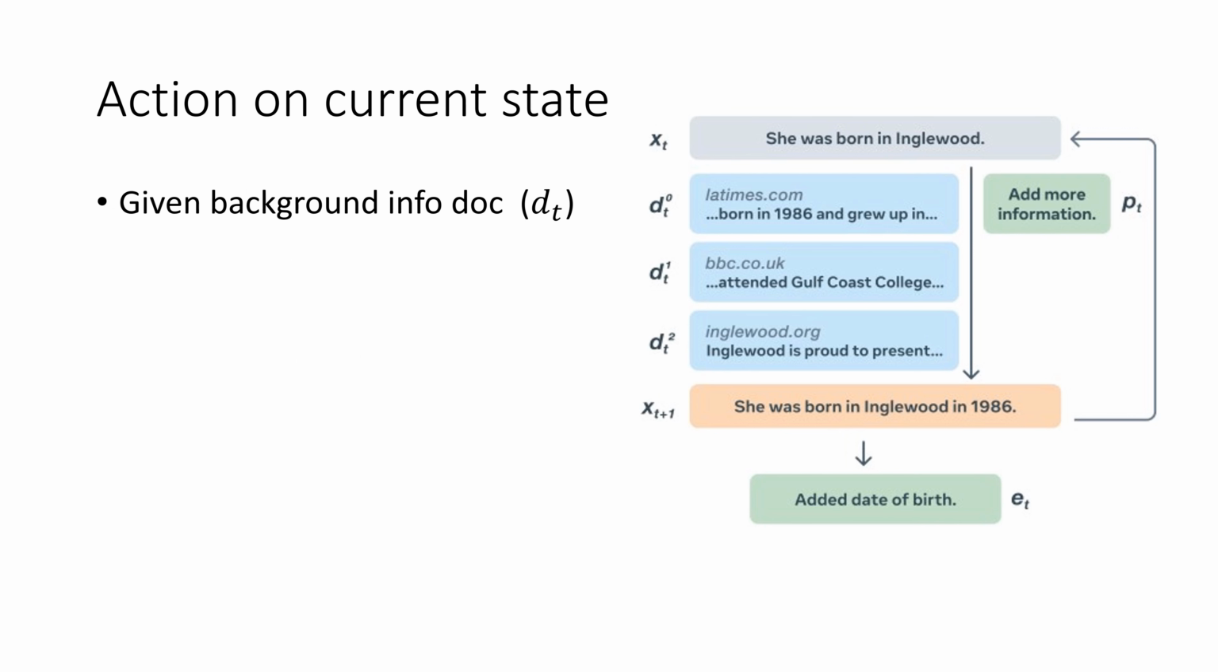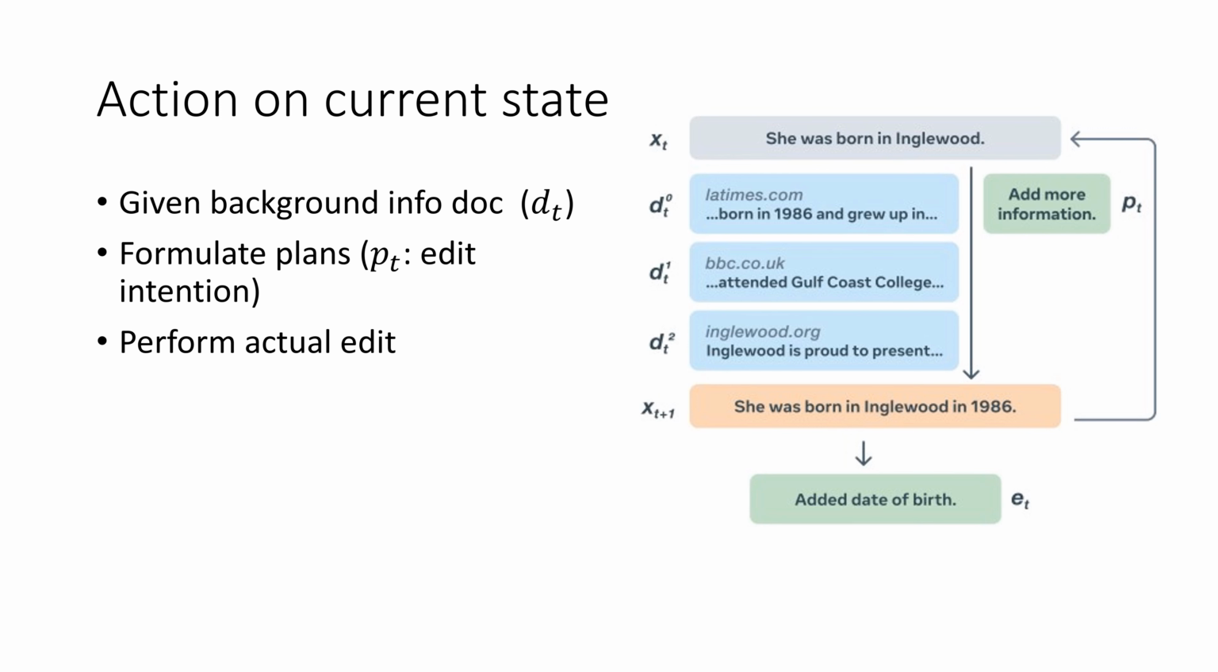For the current version of the text, assuming we have a set of documents containing background information, the model formulates a plan that outlines a rough idea of how the text should be modified. The edit intention is in the form of a verbal command such as fixing grammar errors. Then, the model performs the actual edit to update the current version of the text. After the edit, it can be clarified by providing a textual explanation. This explanation can facilitate evaluating the quality of the edit.